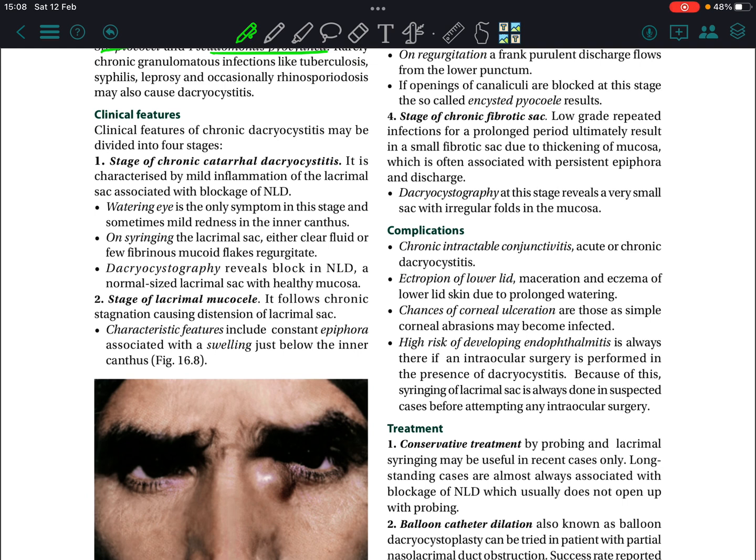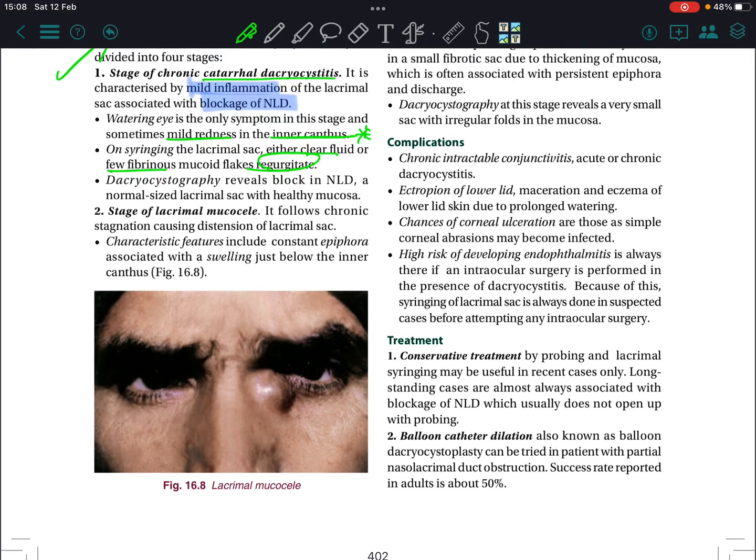Clinical features of chronic dacryocystitis may be divided into 4 stages. Stage of chronic catarrhal dacryocystitis: it is characterized by mild inflammation of the lacrimal sac associated with blockage of the NLD. Watering eye is the only symptom in this stage, and sometimes mild redness in the inner canthus. On syringing the lacrimal sac, either a clear fluid or a few fibrous mucoid flakes regurgitate. Dacryocystography reveals a block in the NLD, a normal size lacrimal sac with healthy mucosa.